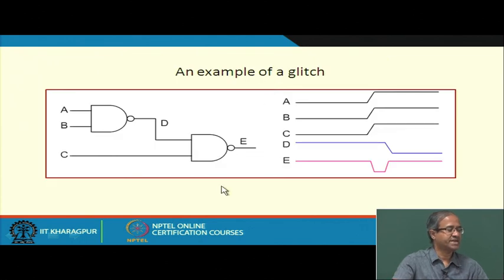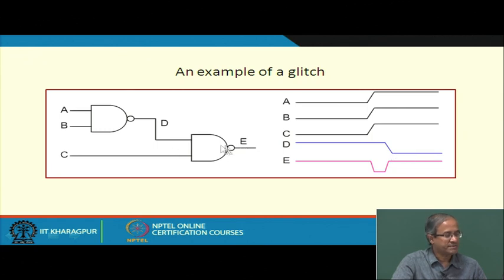Let us take an example. This is a very simple circuit, a 2 level circuit consisting of 2 NAND gates. Let us say the inputs are all changing from 0 to 1. We assume that there is a small delay in the gates. So, D will change from 1 to 0, after a small delay.